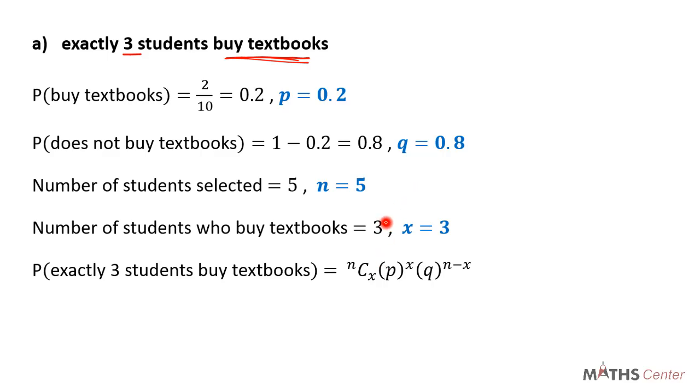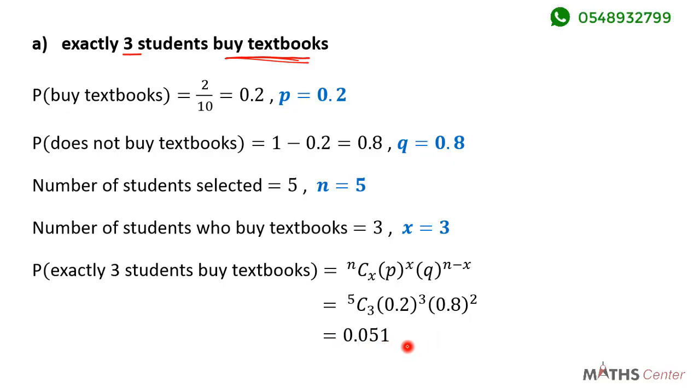We have the values of P, Q, N, and X. So we substitute them here. When we do that, we have 5 combination 3, 0.2 exponent 3, 0.8 exponent 2. And this gives us 0.051. Remember, the question said we should correct our answer to 3 decimal places. So the probability that exactly 3 students buy textbooks is 0.051.